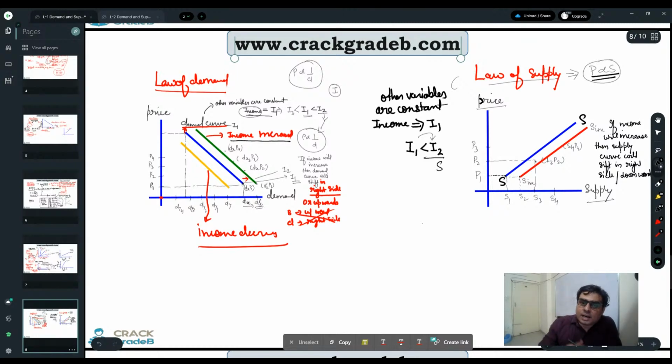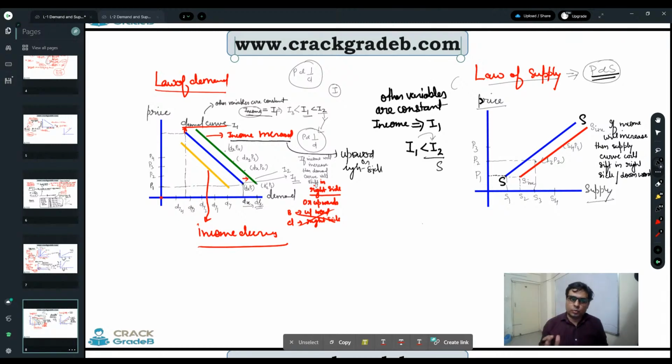Here, when income was increased, the supply curve was shifted in the right direction, but not upwards, rather downwards. So here we say: downwards or right side. When income increases, it will shift right side or downwards. There it was shifted in the right direction but upwards. So people get confused: upwards, downwards, right side, left side.